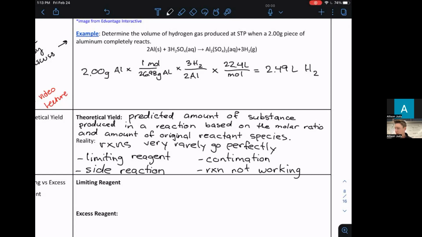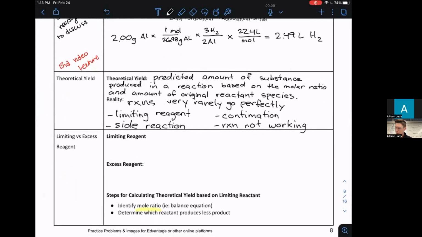So all of these things would cause the actual amount of substance produced to be less than what the math would tell you. So in this problem above, we started with our 2 grams of aluminum and we said, okay, it's going to produce 2.49 liters of hydrogen. This is not always going to happen. So this is what we're dealing with today.